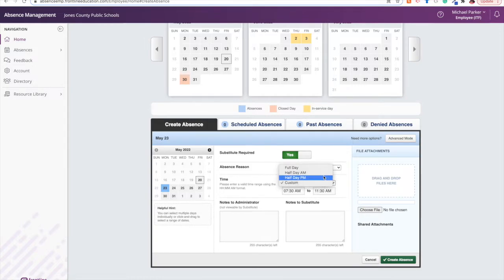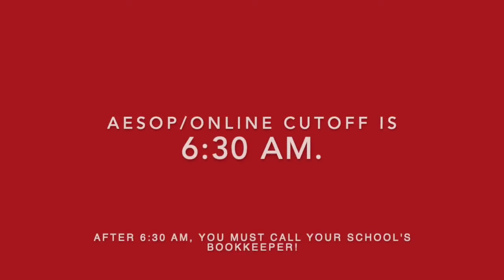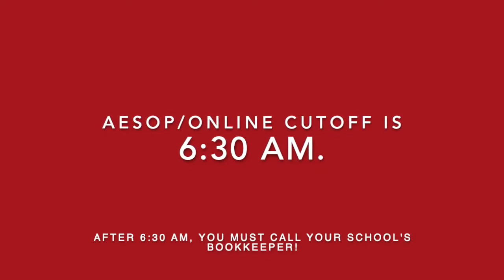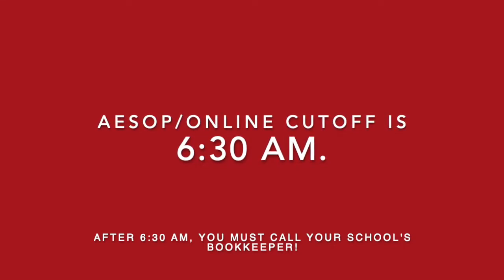If we need to take the afternoon off for the half a day, we'll be leaving school at 11:30, and we still need our leave to cover us until 3:30 p.m. An important thing to remember is that if it is 6:30 or after, you cannot use ASAP. You must call your bookkeeper, and please be courteous and not call them until at least 6:45.